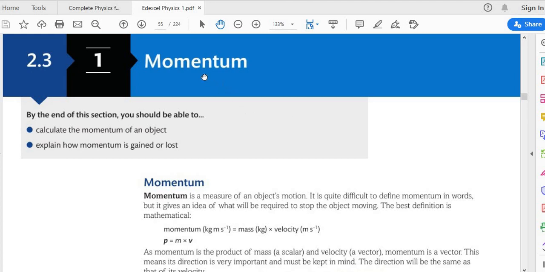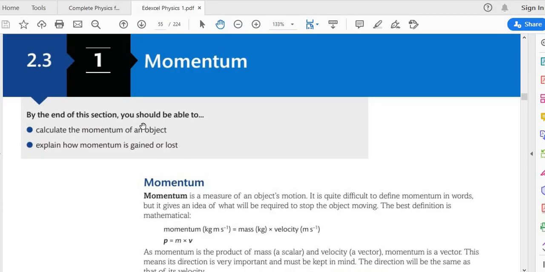Chapter 2.3 Momentum. Don't confuse momentum with moment. Moment is force times the perpendicular distance from the pivot to the line of action of the force. This is momentum. Momentum is the mass of the object times its velocity.